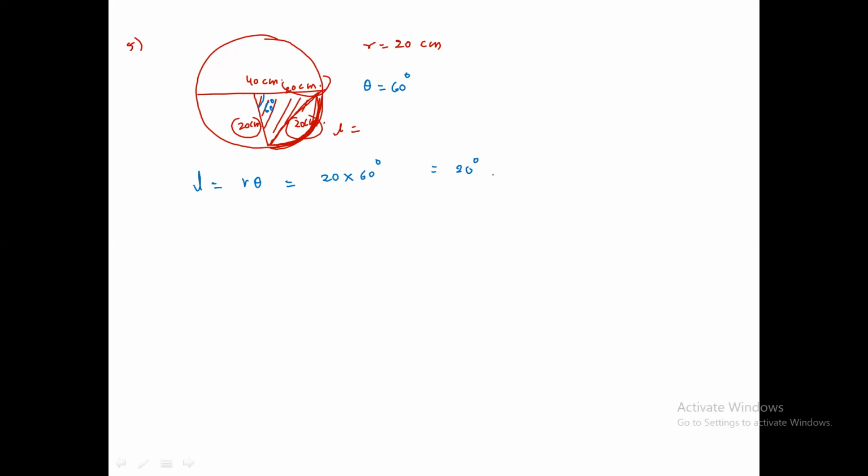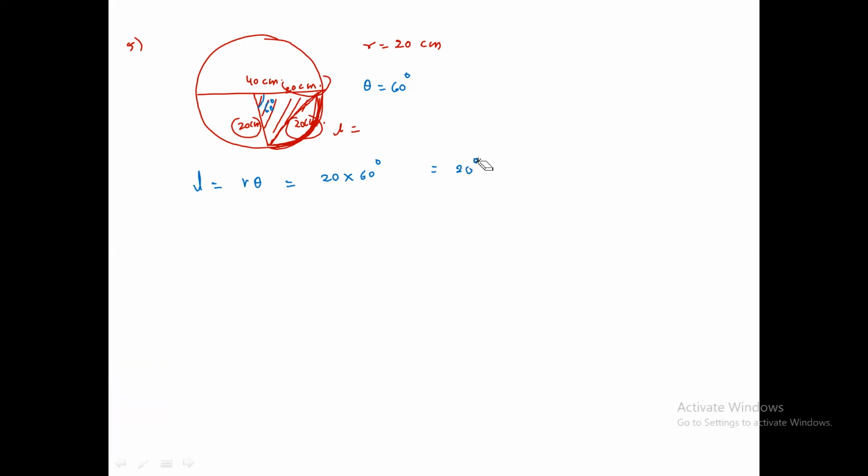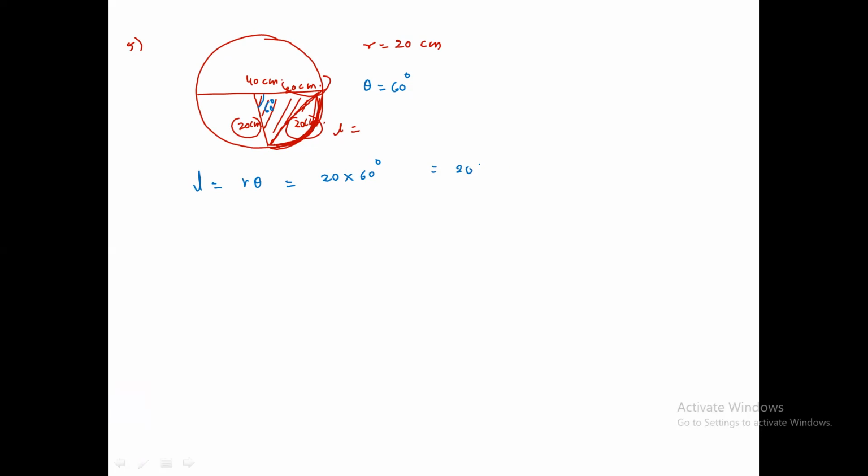So 20 degrees, you have 20 into 60 degrees, right? So first 60 degrees, I will convert it into radian measure. How? Multiply 60 degrees by pi by 180.